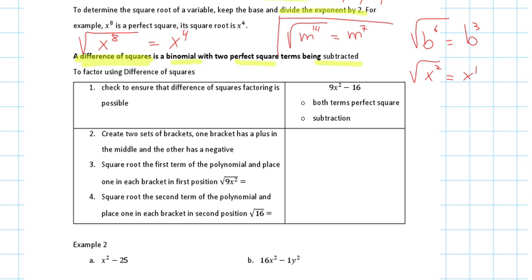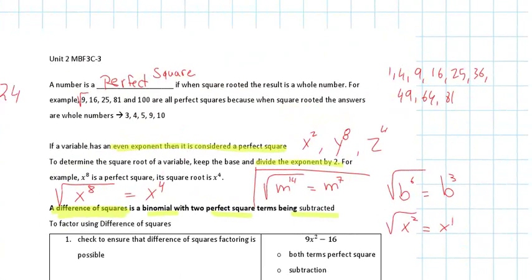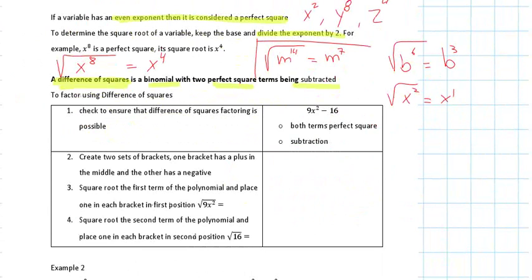Is 9x squared a perfect square? Yes, 9 is one of my perfect numbers, right? And x has an even exponent. Is 16 a perfect square? Yes, it is. Because if I go back here, I have 1, 4, 16, 25. 16 is one of them, right? If I square root 16, it's going to give me 4, right? So perfect. So that's my first check mark. So both terms are perfect squares.